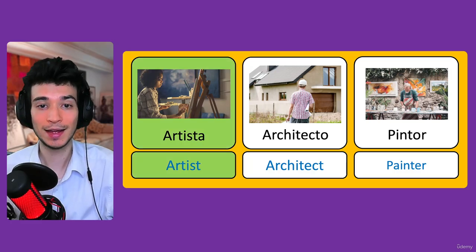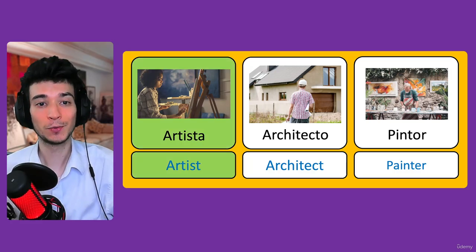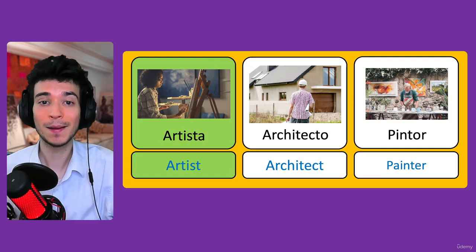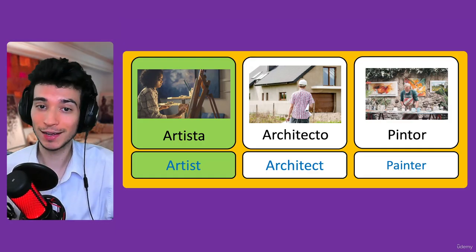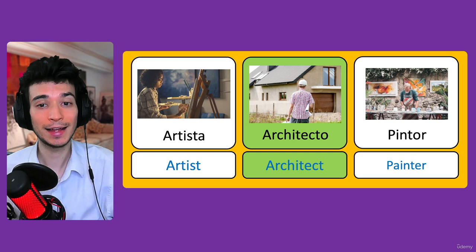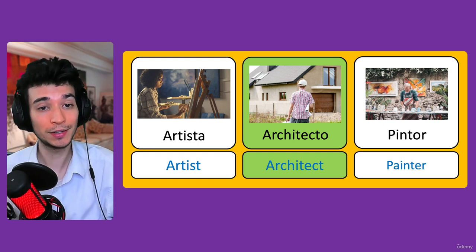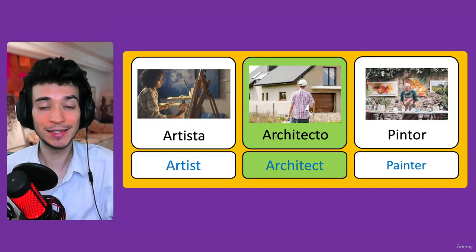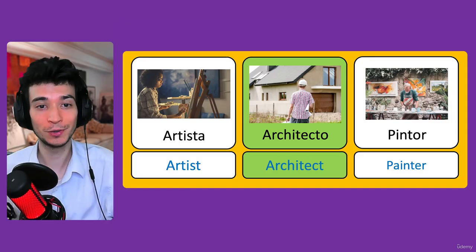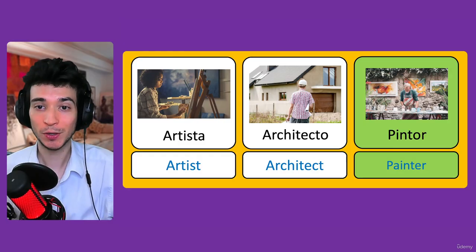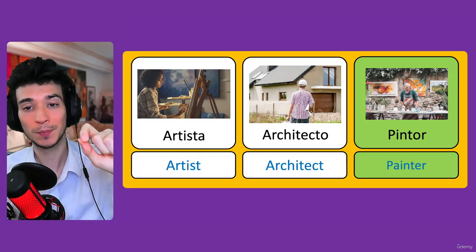The next one, artista, which means artist. Artista. So artist, artista. And the next one, arquitecto, architect. Arquitecto, also easy to remember. And then we have pintor, which means the painter.